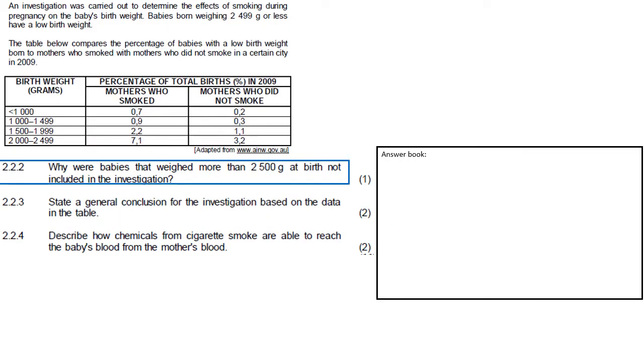2.2.2. Babies weighing 2,500 grams or more were not included because babies born weighing 2,499 grams or less have a low birth weight.